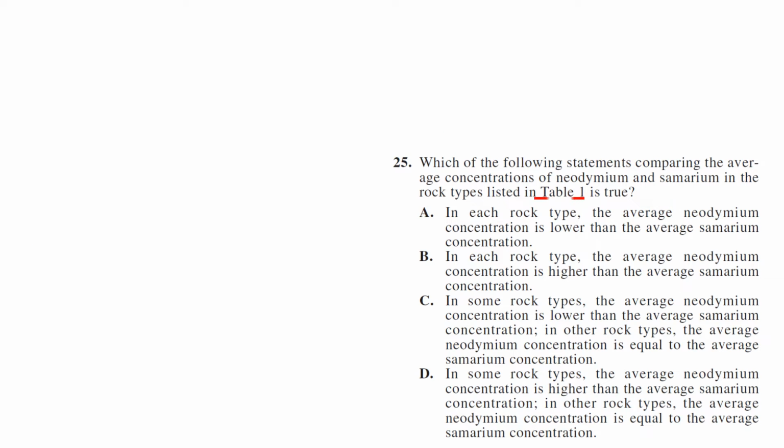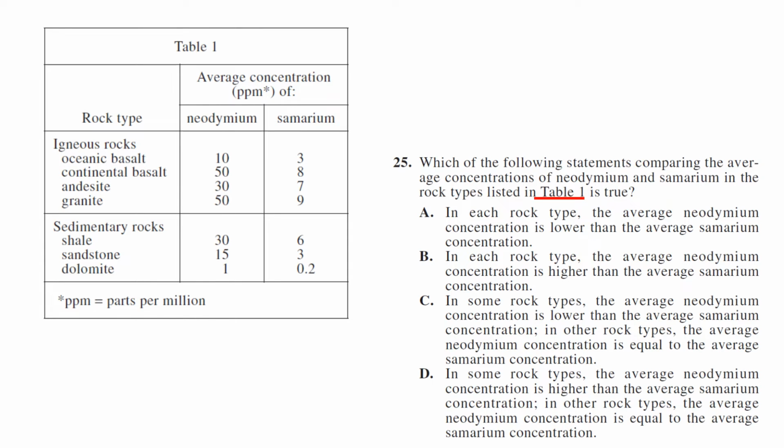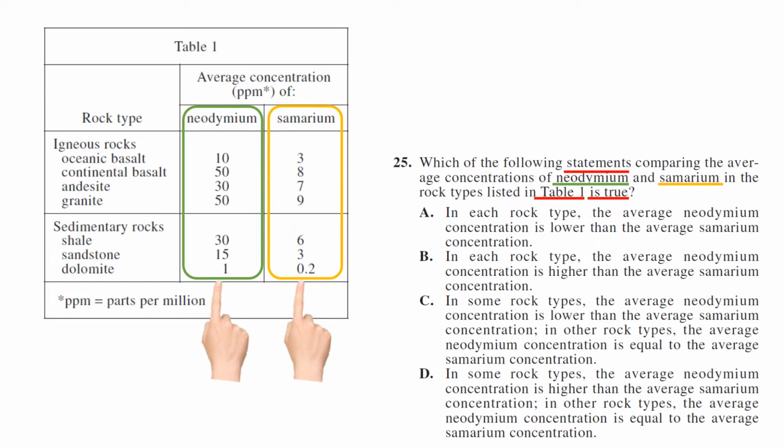All right, number 25, we're looking at table 1. Which of the following statements is true? So we're going to compare neodymium, however you say that, and samarium. We're just going to do process of elimination. So choice A, in each rock type, the average neodymium, so again, this column, is lower than the average samarium. So that is not true because these numbers are always bigger than these numbers on each one. So that is not true.